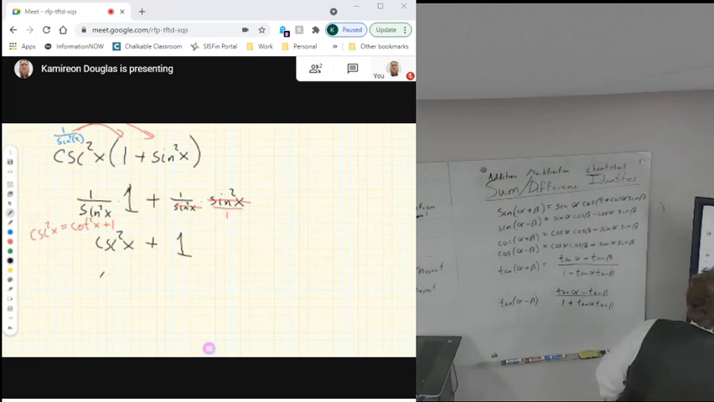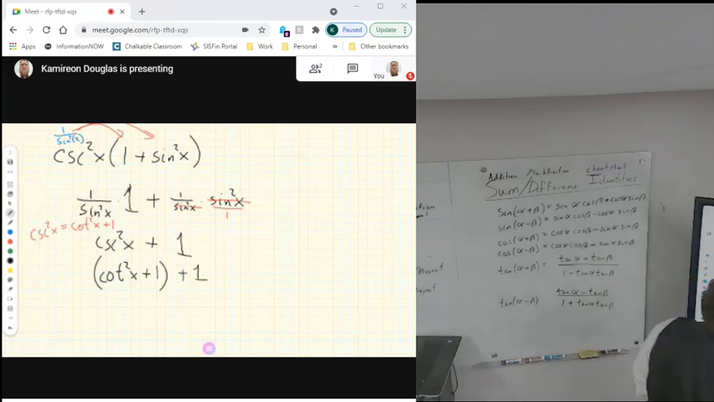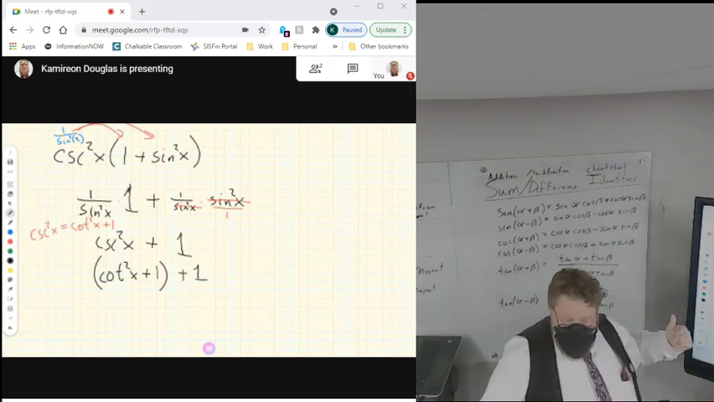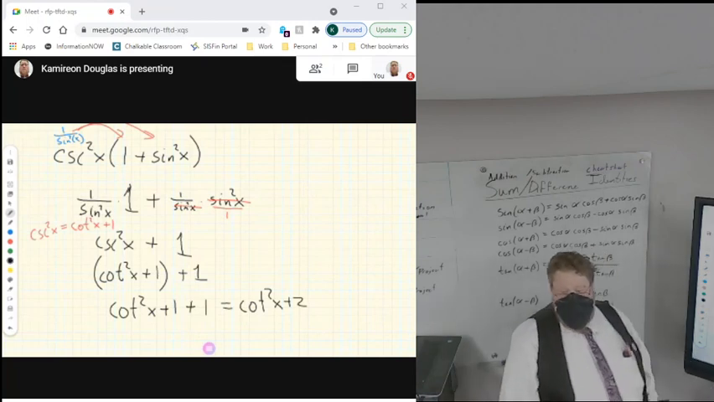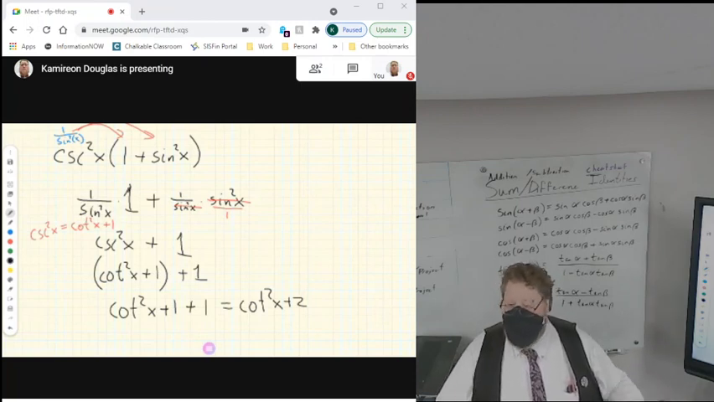So this becomes cotangent squared of x plus 1 from the cosecant squared, and then plus 1 from the rest of the problem. When I simplify, there's nothing to do to that first set of parentheses. I put it there to remind myself that plus 1 was already in the problem. So this becomes cotangent squared of x plus 1 plus another 1. Those two just become cotangent squared of x plus 2. And at this point, I look at it and go, no, this never works. It is not equal to cotangent squared, it equals cotangent squared plus 2.